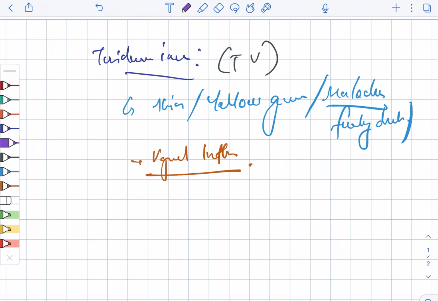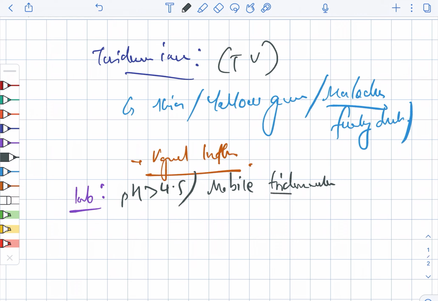Now looking at the lab findings. In case of lab findings, the pH is greater than 4.5. There are also mobile trichomonads. Now looking at how to treat this. Treatment is by metronidazole as well as treatment of the sexual partner.